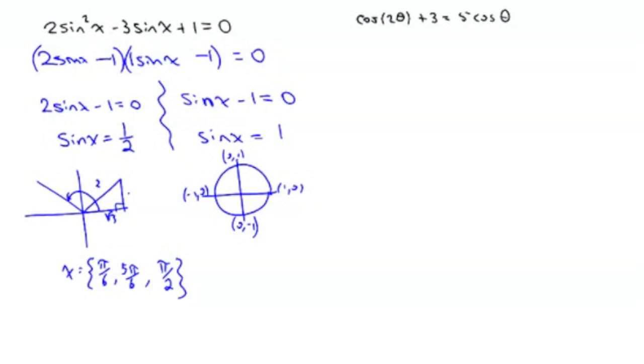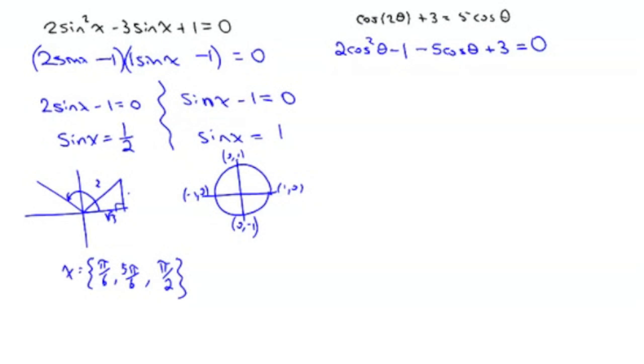So how do I change cosine of 2 theta into something with just theta? Which identity? 2 cosine squared x minus 1, the one on the sheet. So this is going to get replaced with 2 cosine squared theta minus 1. Bring the 5 cosine across so it becomes minus 5 cosine theta plus 3, and it's equal to 0. So treat these like quadratics. You want to get them equal to 0 and see what happens.